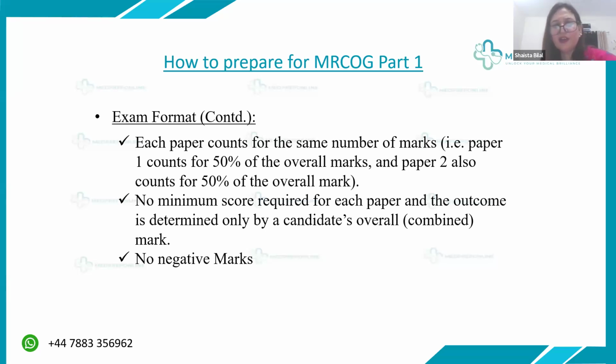There is no minimum score required for each paper, and the outcome is determined only by the candidate's overall, combined mark. It doesn't mean that if you are not able to pass paper 1 and you pass paper 2, you won't pass the whole exam. No, the overall marks should be passing marks, and there is no negative marking. It means you should attempt all the questions. Don't leave any question unanswered.